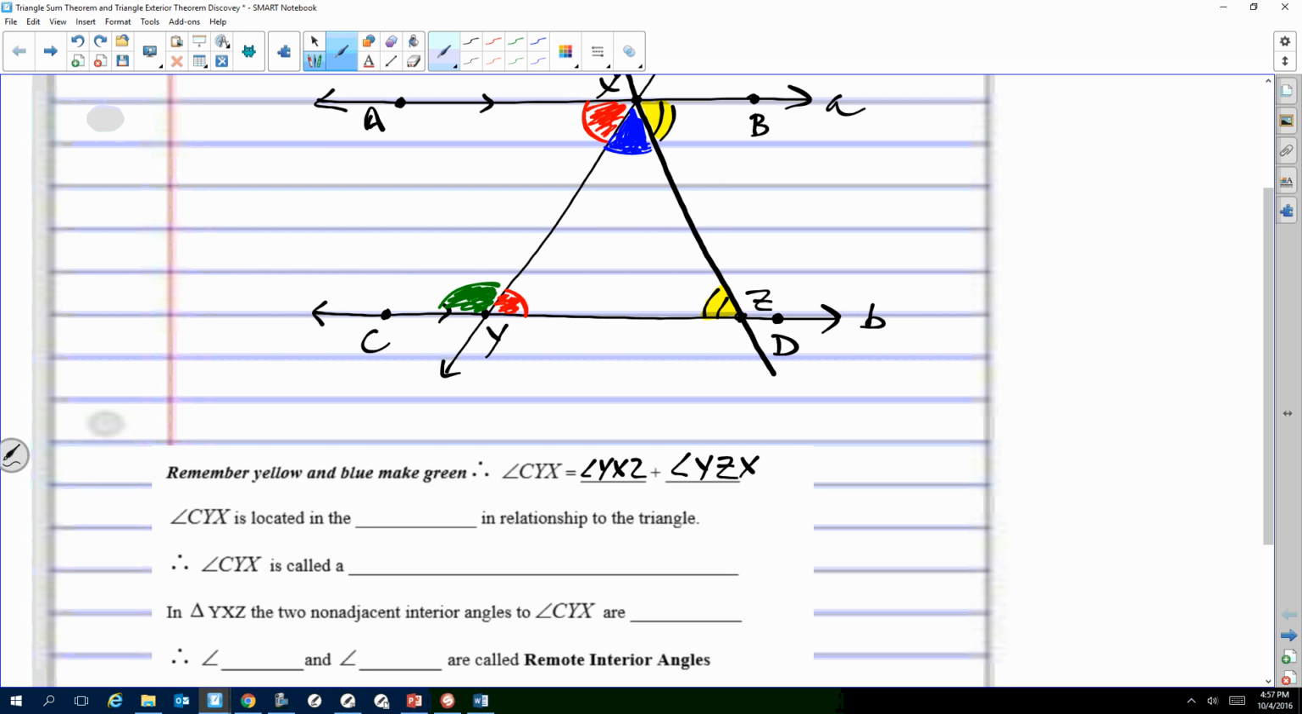The next part says: the angle CYX, my green angle, is located in the blank in relationship to the triangle. We should have a triangle in the interior of our parallel lines, which we do, and it's located outside, which we call exterior. If it's outside, it is exterior. Sorry about that. Therefore, CYX is called an exterior angle.